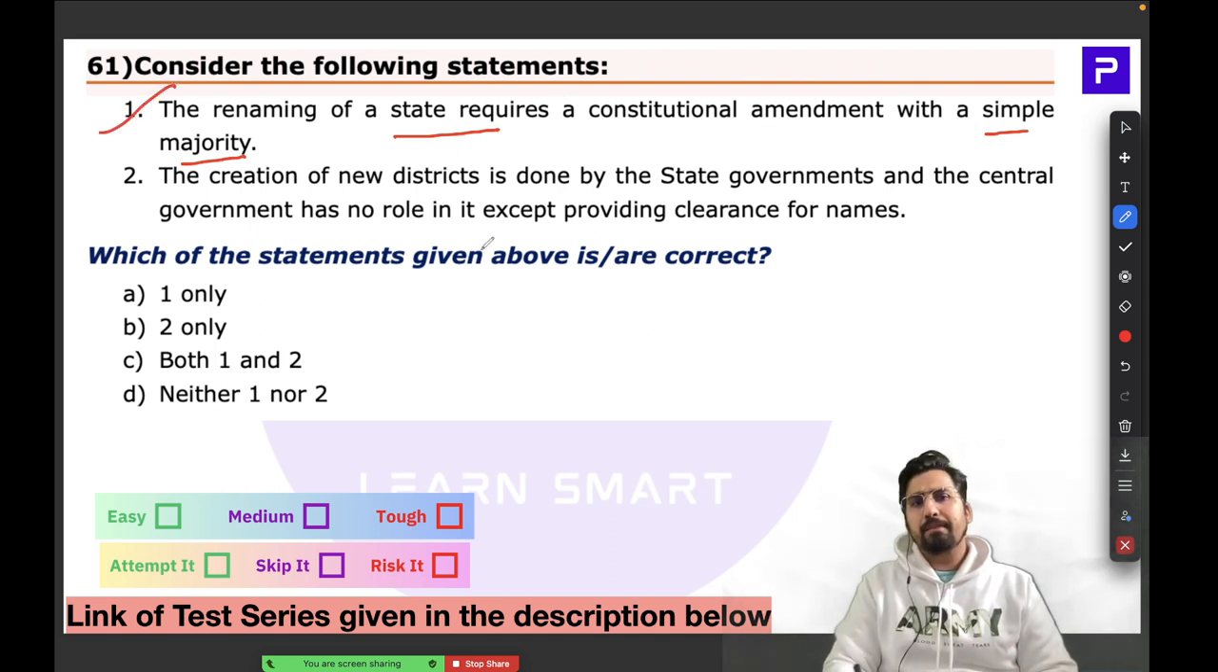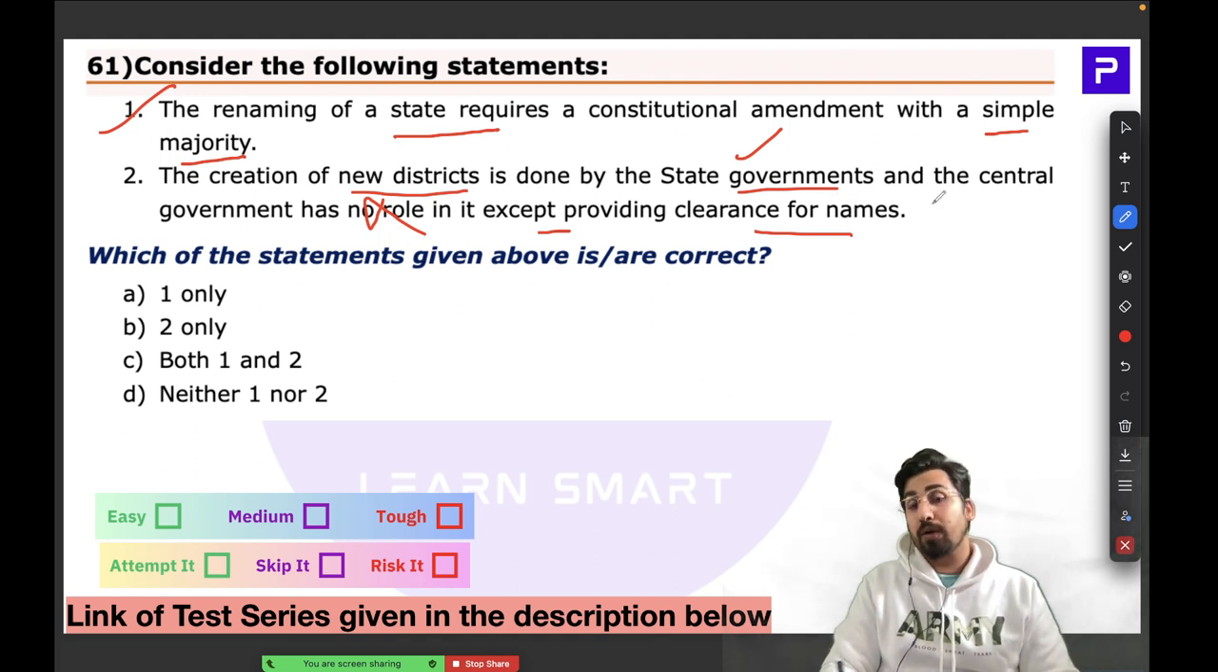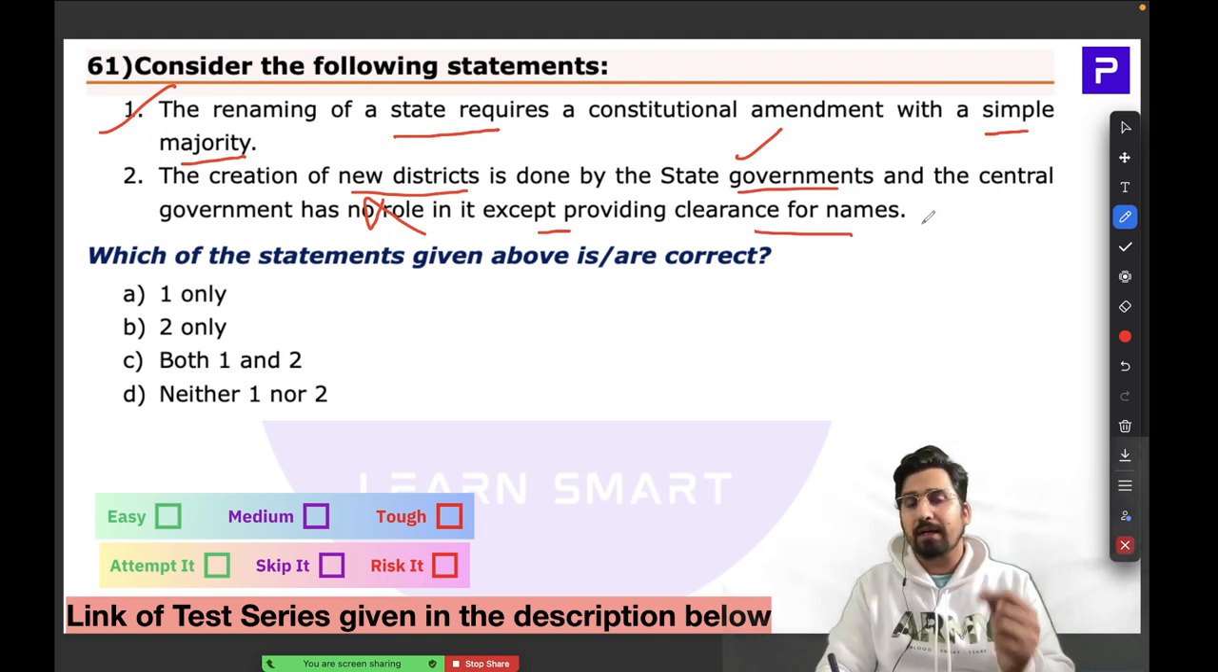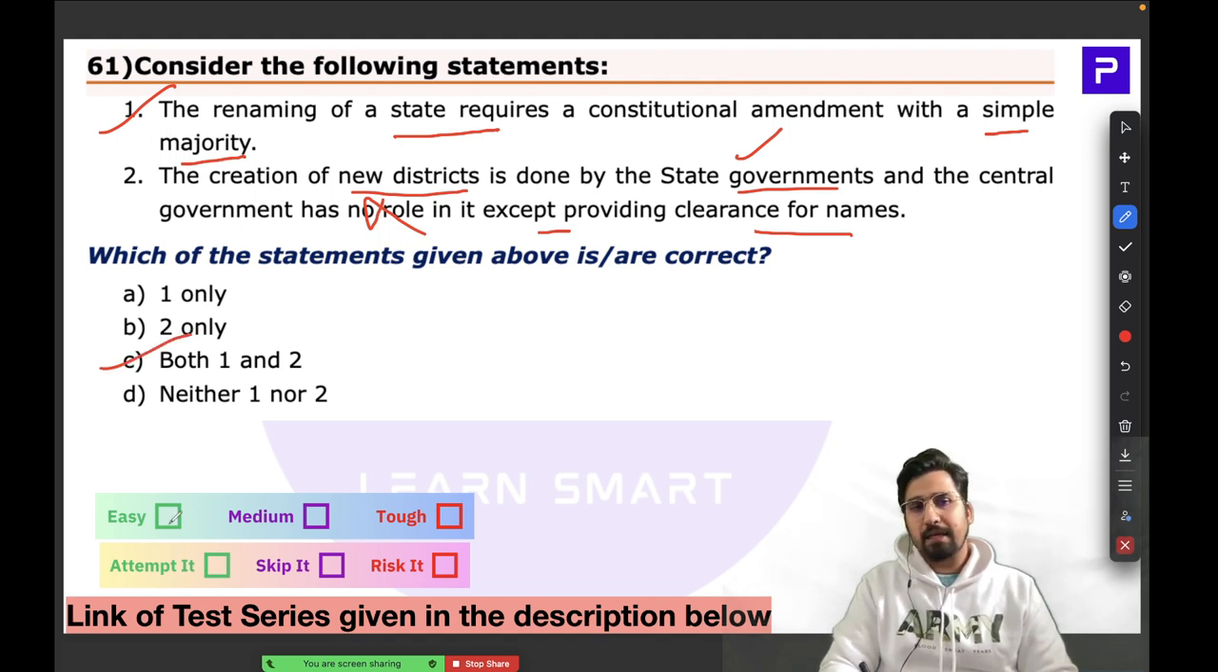Okay, and similarly, whenever you have to create a new district, it is all done by the state government, and the central government has no role to play except providing the clearance for the names. But be very careful: if the question specifically talks about renaming a district, then the central government has some role to play. Here, the answer is C, both are correct.